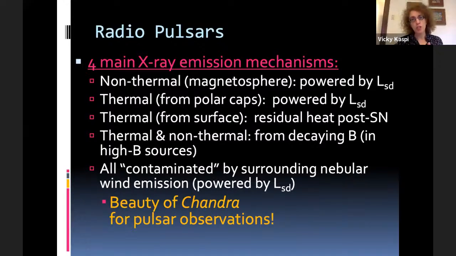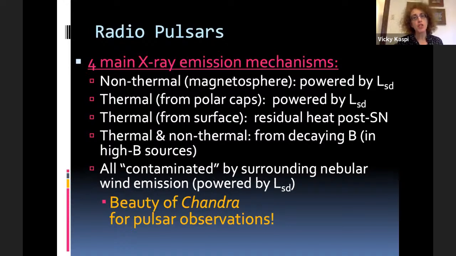One is non-thermal emission from the outer regions of the neutron star magnetosphere. This is radiating particles, ripped from the surface, accelerated by the magnetically induced very strong electric fields. There's also thermal emission from the polar caps, which we think can be heated by return currents from the magnetospheric currents. So that's also powered by the rotation.